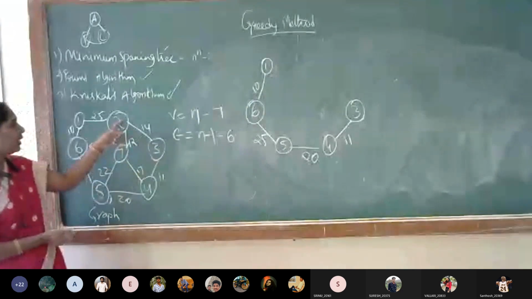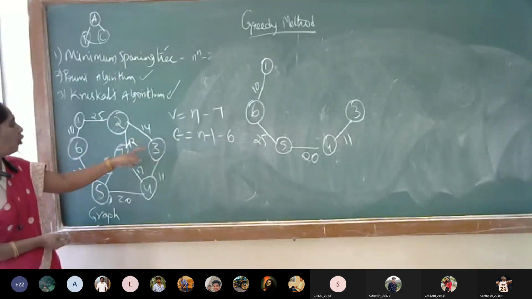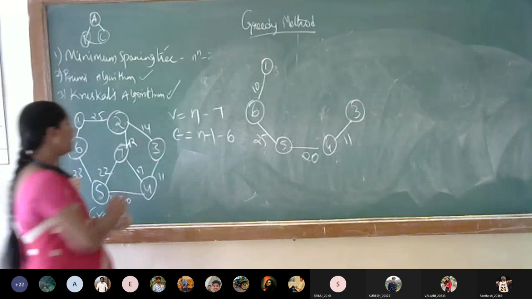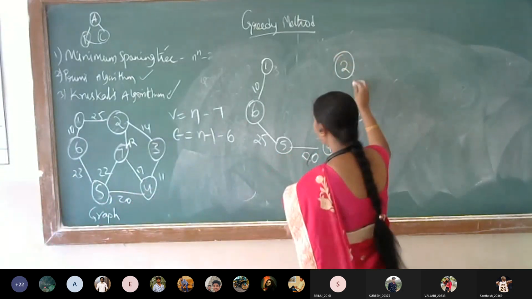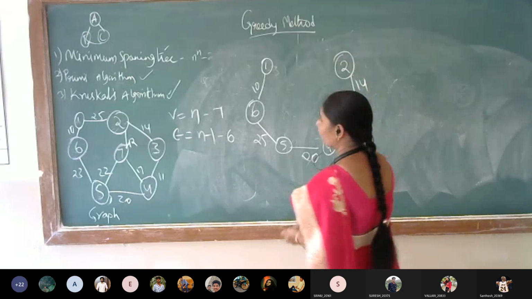So that's what it will be directly visiting, the vertex 2. What is the cost of 2 we are getting? That is 14. So it will be visiting the vertex 2, so the cost will be 14.